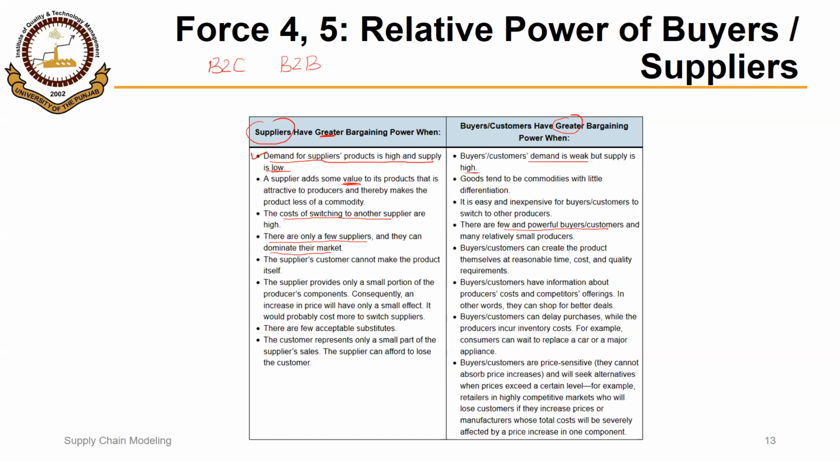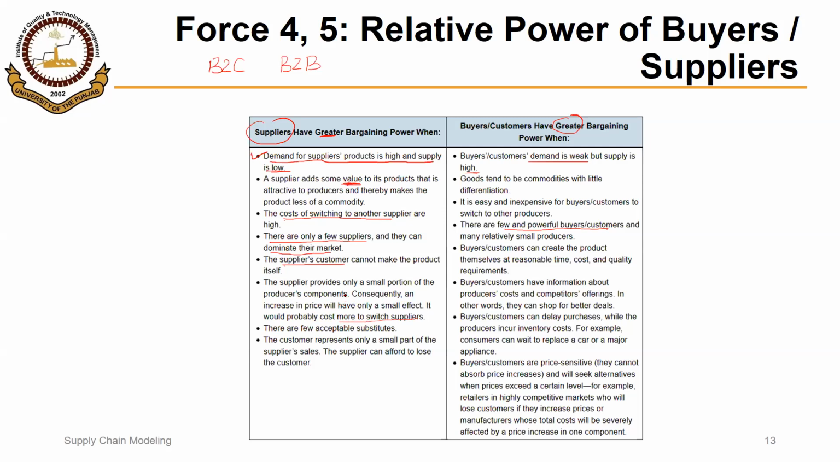The supplier's customer cannot make the product itself, so the customer is highly dependent on that supplier because of, say, copyright or patent, or it doesn't have at least the capability to make the product itself or outsource it to some other supplier. The supplier provides only a small portion of the producer's components. Consequently, an increase in price will have only a small effect. It will probably cost more to switch suppliers.